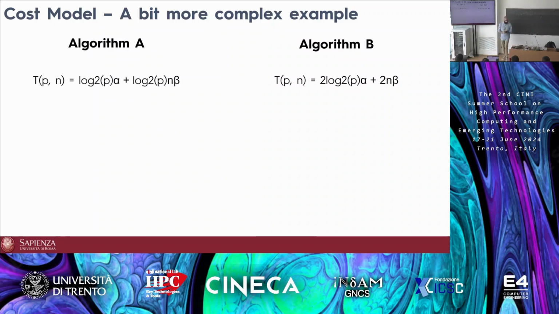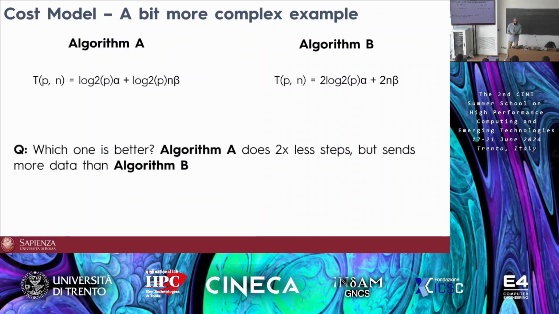Now, which one is the better? We have one algorithm which does fewer steps but also sends more data than the other one. So which one would you use? It depends on the other values, right? In this case, it's not so easy to answer. It depends on how large is alpha, on how large is beta, on how large is p. It depends on the variables.